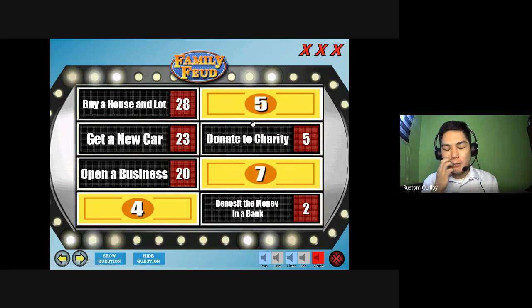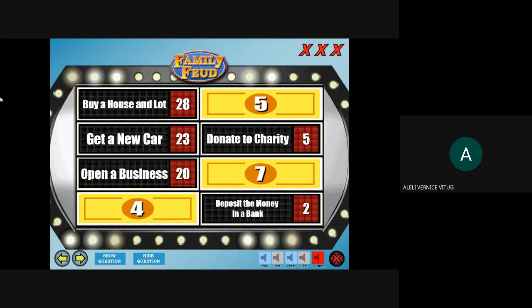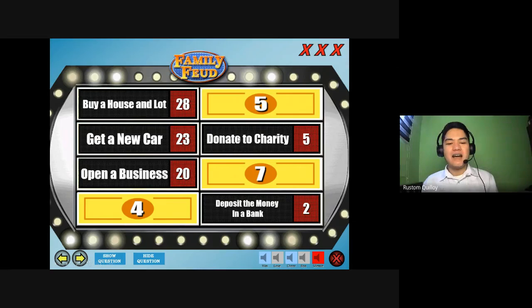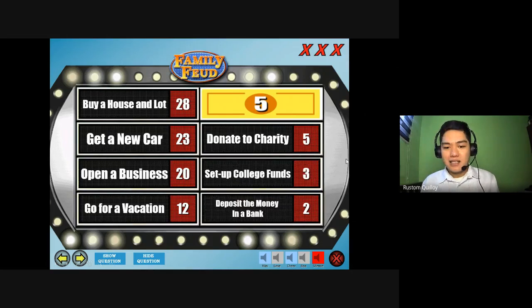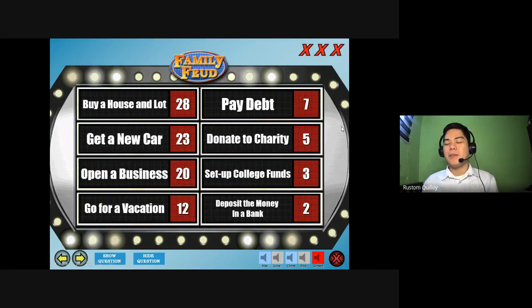Since nakatatlo na kayong mali, so reveal na natin yung mga. O sige, Aleli. Since nagre-raise ka pa na hand. Aleli, magta-travel po. Okay, magta-travel. So let us see kung nasa money board yung magta-travel. Okay, go for a vacation. Very good. So check na natin kung ano pa yung mga nasa money board. So ating pang 7 is set up college funds. And ating pang 5 ay pay debt. O magbabayad ka ng utang.